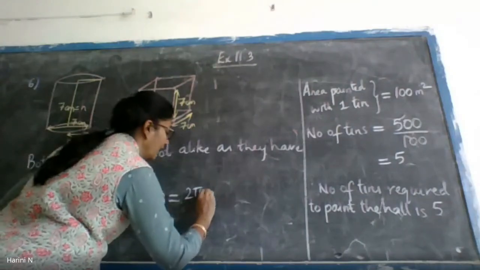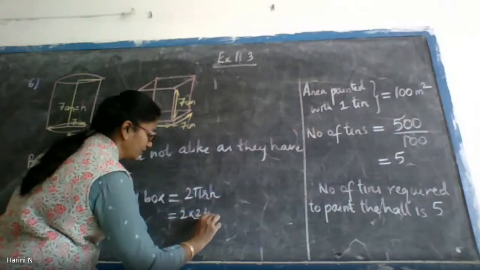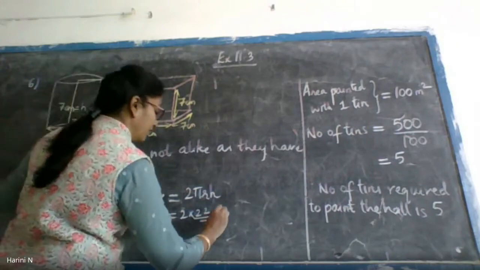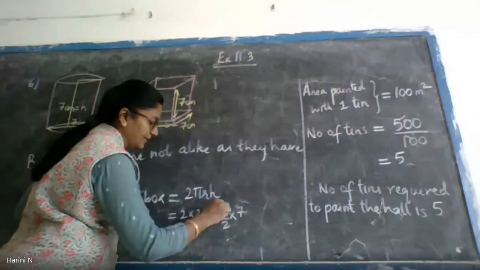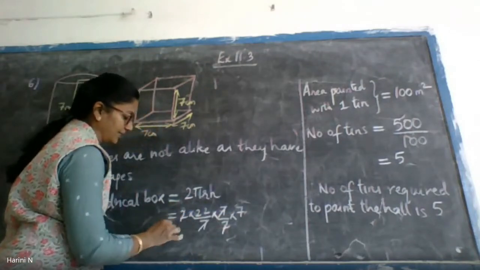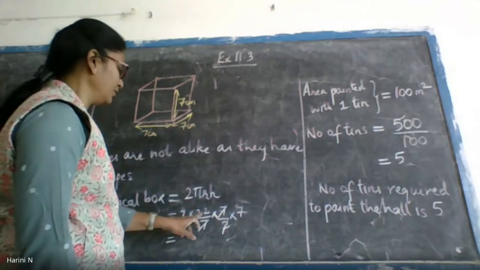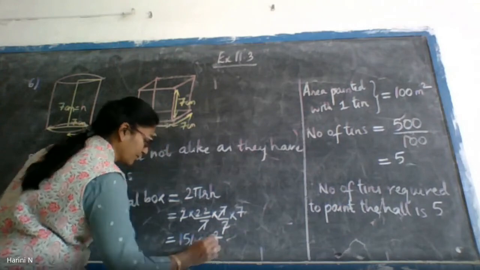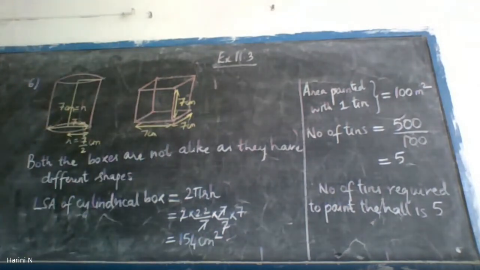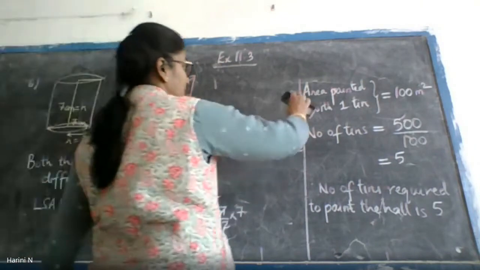2 pi r h. So what are your values? 2 into pi, I will take it as 22 by 7. The radius is 7 by 2, into height 7. Yeah. Is someone speaking? Yes, tell me. Nothing? Okay. So 7 and 7 will get cancelled, 2 and 2 will get cancelled. In the numerator, you have 22 into 7. That is 154 centimeter square. That is the area of the cylindrical box.